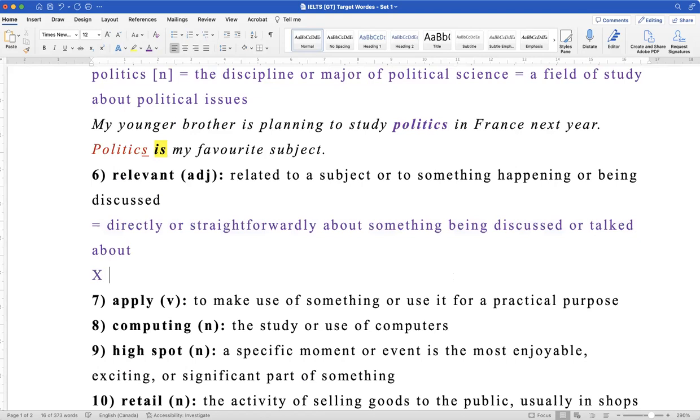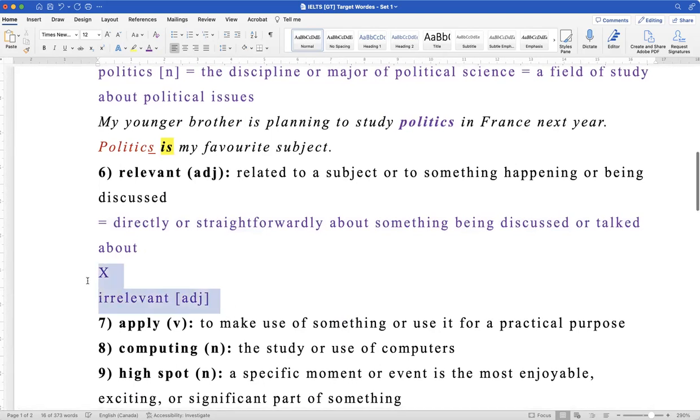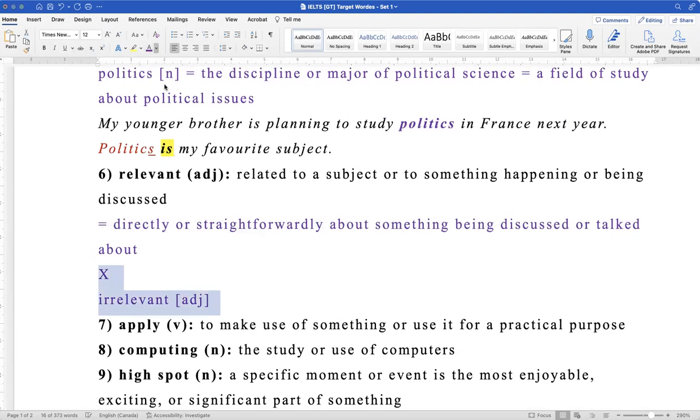And the opposite is irrelevant. So the opposite, the antonym, is irrelevant. If something is irrelevant, it's not about the topic. It's something about another topic. It's not about the topic you are discussing or you are talking about.